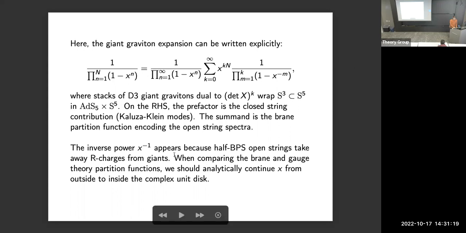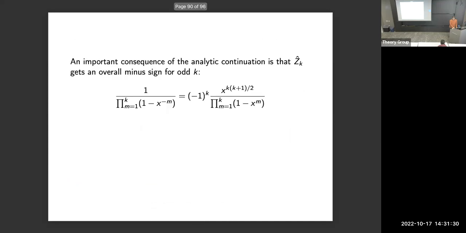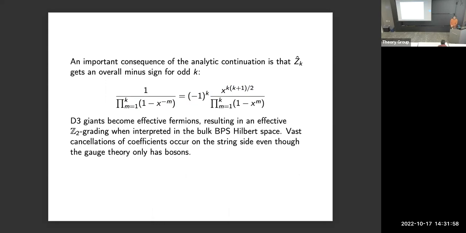When comparing the brane and gauge theory partition functions, we should analytically continue X from outside to inside the complex unit disk. Here is an important consequence of the analytic continuation: z hat k acquires an overall minus sign for odd k. So this part will give an expansion with positive coefficients, but there's a k-dependent factor, minus 1 to the k. In a sense, D3 giants become effective fermions, which results in an effective Z2 grading when interpreted in the bulk BPS Hilbert space.